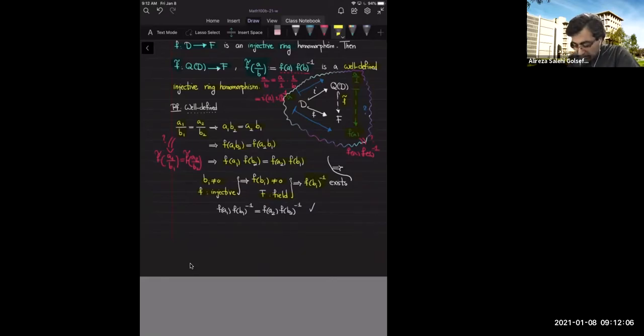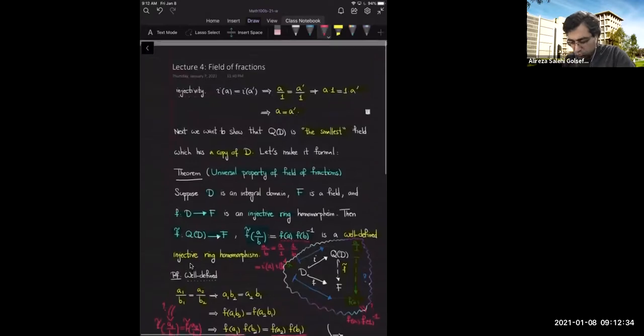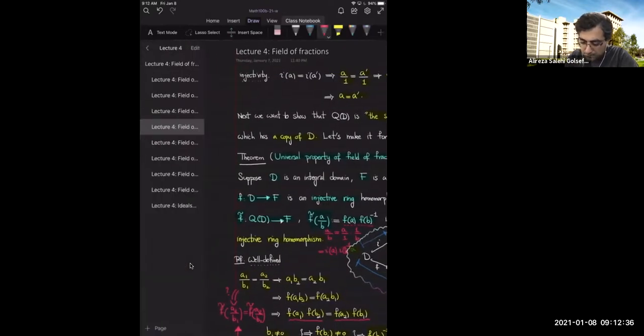Now that it does exist, I can multiply both sides of this by the inverse of F of B2 and by the inverse of F of B1, and end up getting this equality. That's exactly what we were looking for. That's exactly showing that F tilde is well defined. I'm getting the desired equality. It does not depend on the choice of representatives.